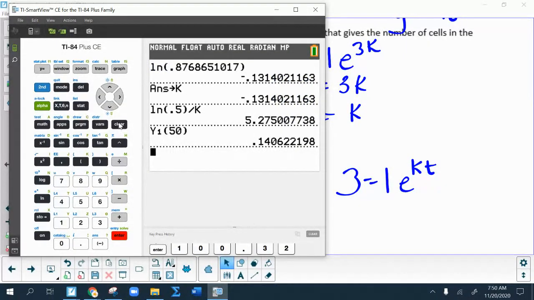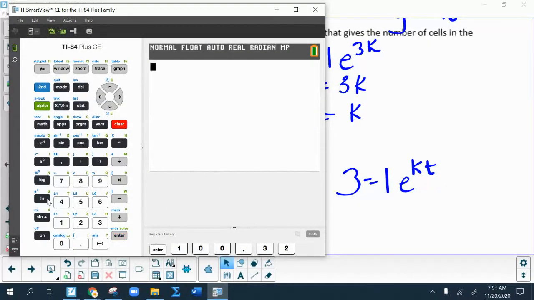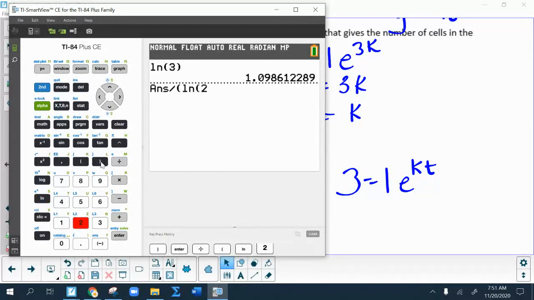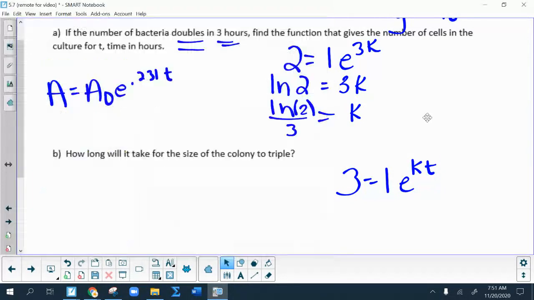Okay. So I'm just going to take the natural log of 3, and then I need to divide by k, but I did not save k in this calculator, so I have to actually divide by what I know it was, which was the natural log of 2 divided by 3. So instead of going back and recalculating k, I'm just calling it that, and I am getting 4.755.